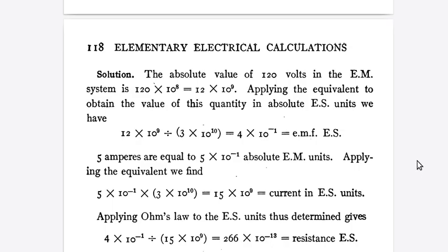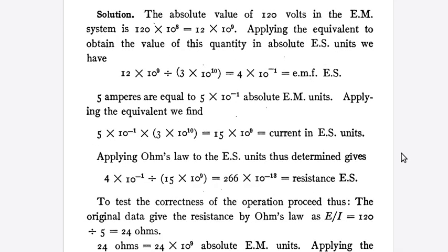5 amperes are equal to 5 multiplied by 10 raised to the power of -1 absolute electromagnetic units. Applying the equivalent gives 5 multiplied by 10 raised to the power of -1 multiplied by 3 multiplied by 10 raised to the power of 10 equals 15 multiplied by 10 raised to the power of 9, which is the current in electrostatic units. Applying Ohm's law to the electrostatic units determined above gives 4 multiplied by 10 raised to the power of -1 divided by 15 multiplied by 10 raised to the power of 9 equals 266 multiplied by 10 raised to the power of -13, which is the resistance in electrostatic units.